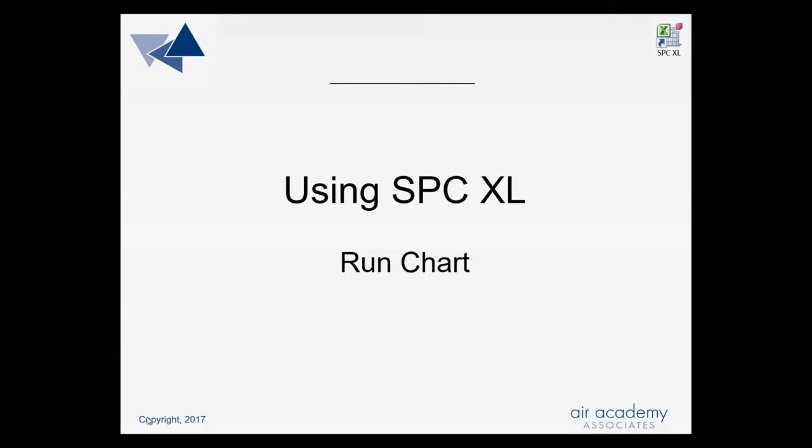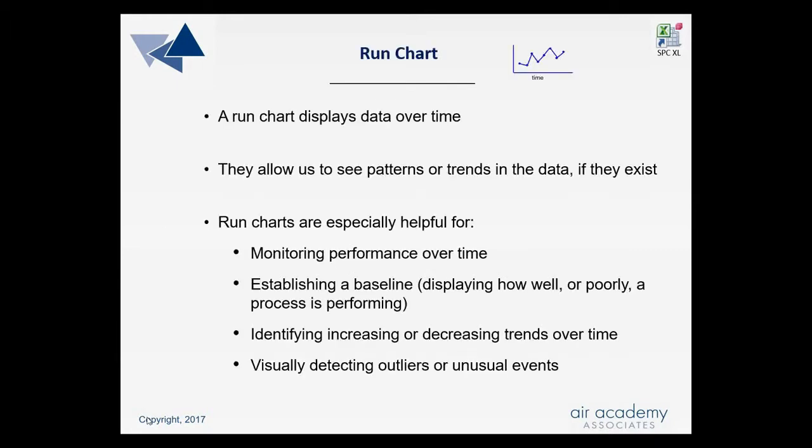This short video clip will address the graphical tool called a run chart. A run chart is designed to display data over time. The horizontal axis on a run chart is time. It is probably the simplest of all charts because all it does is plot your data points and then put lines between consecutive points. It's very easy to use, very easy to understand, and a simple chart like this will allow us to see patterns or trends in the data if they do in fact exist.